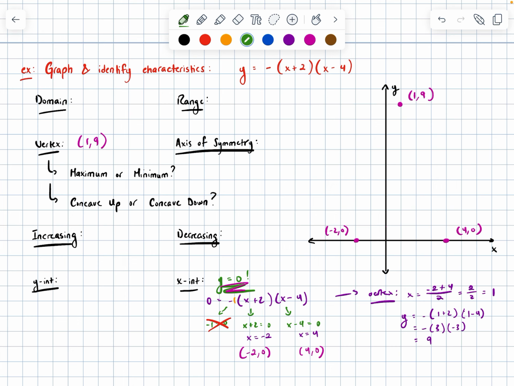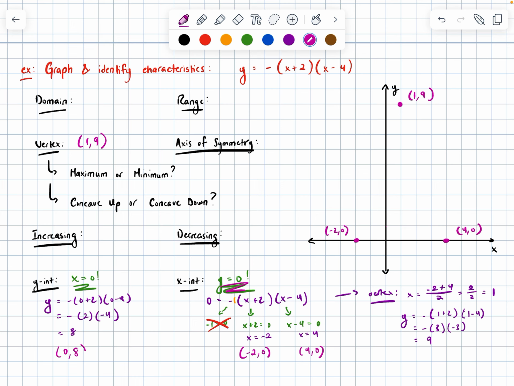From here, I just need to find one more point. Let's be strategic and find the y-intercept. The way that I find the y-intercept is by plugging in 0 for x, since I'm on the y-axis. So here, I'm going to take my original equation, plug in 0 for x, and solve for y. So y is going to be equal to -(0 plus 2), which is -2, times (0 minus 4), which is -4. -2 times -4 is positive 8. What this tells me is that the point (0, 8) is on my graph.